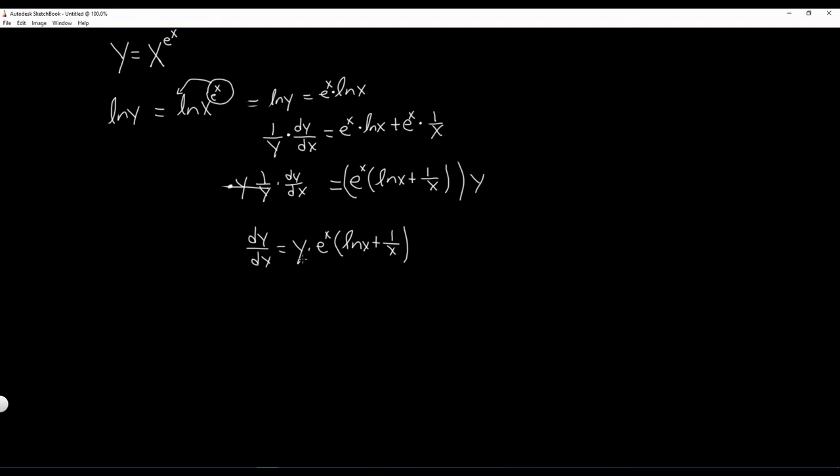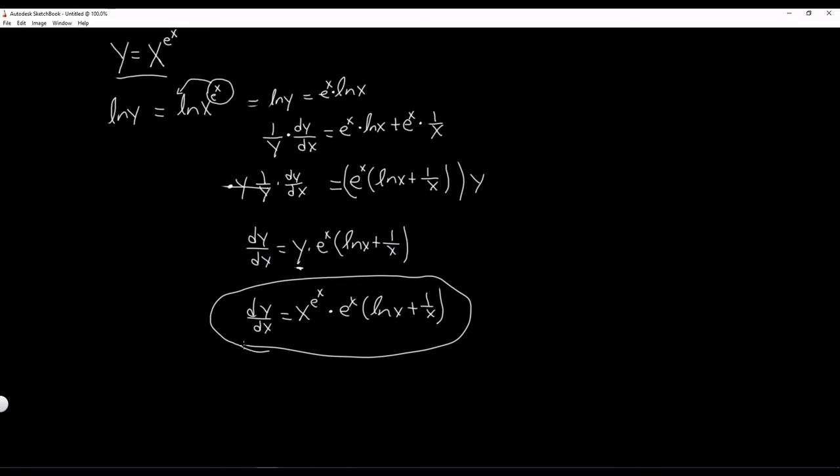And from here, you see we have just a y variable. We can look up here to see y is actually equal to x e to the x. So we can replace y with x e to the x, and we'll be left with dy dx is equal to x e to the x times e to the x times the natural logarithm of x plus 1 divided by x. And this is the answer to this problem.